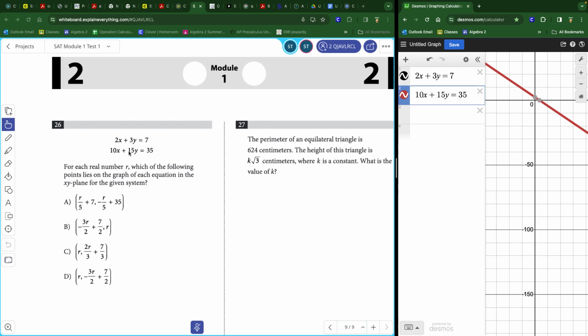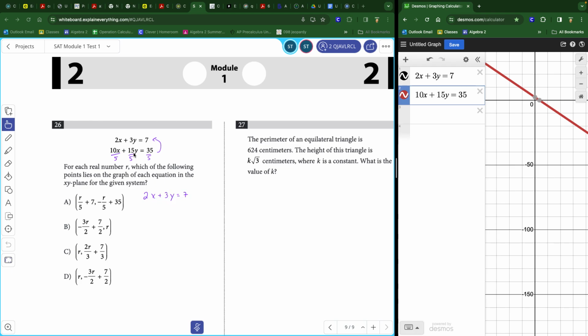When I graphed it to see, I was hoping they'd intersect at one point and I'd just find the point where they cross. But when I graphed it, I found out they're the exact same line. I should have noticed that right away, because this second equation, if I divide everybody by 5, becomes that first equation. So these are the same two equations.